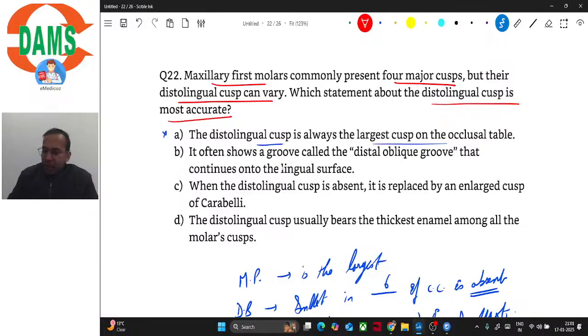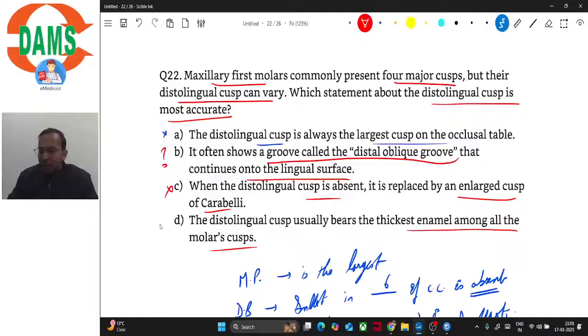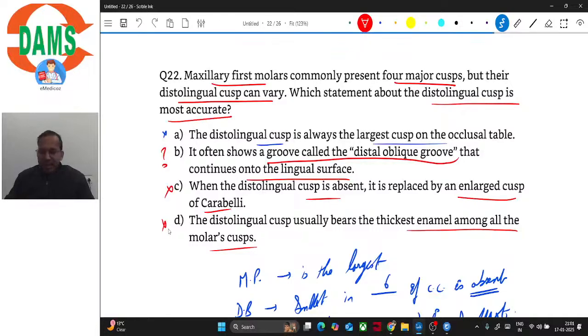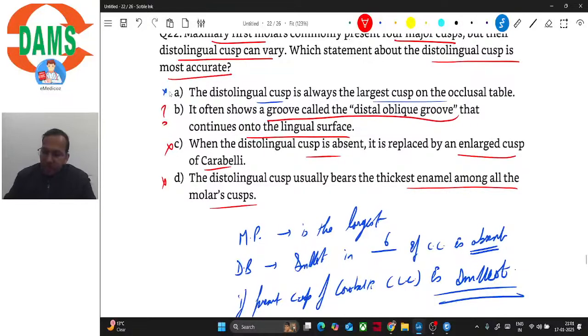So it often shows a groove called the distal oblique groove that continues onto the lingual surface. When the distolingual cusp is absent, it is replaced by an enlarged cusp of Carabelli. But obviously this is wrong. The distolingual cusp usually bears the thickest enamel among all the cusps. This also has to be followed. Distobuccal cusp. The distolingual cusp is the secondary cusp, isn't it? So obviously option B is the correct answer.